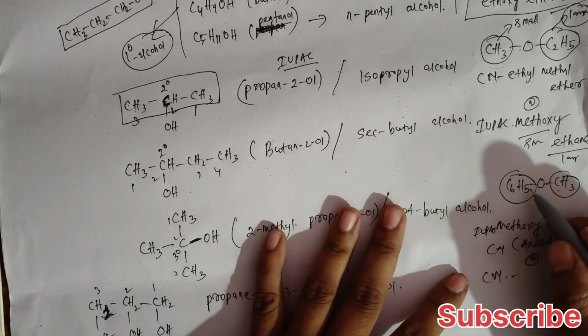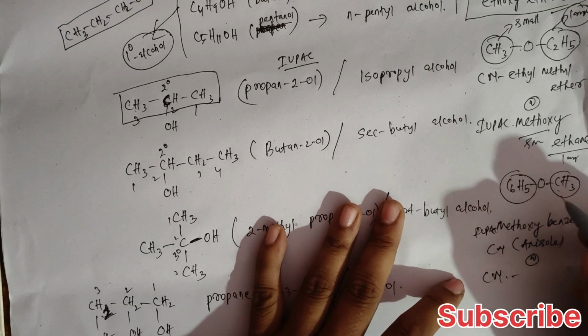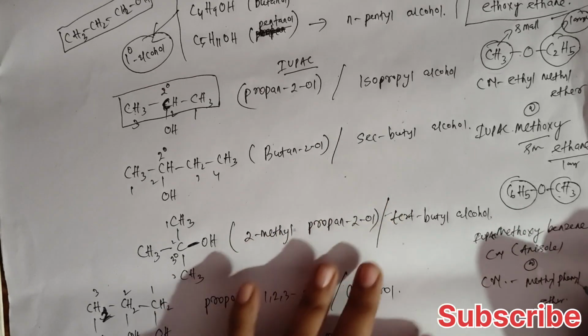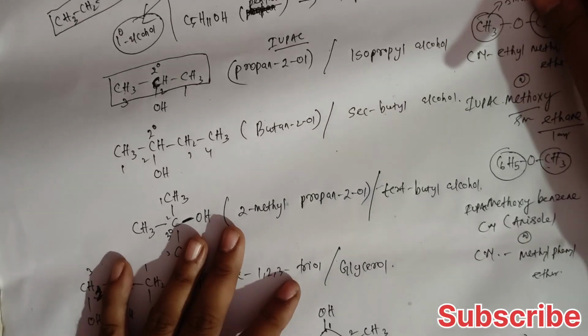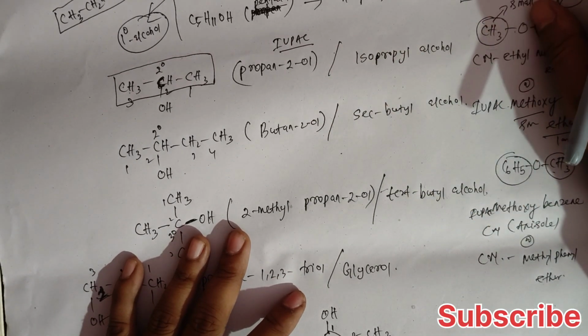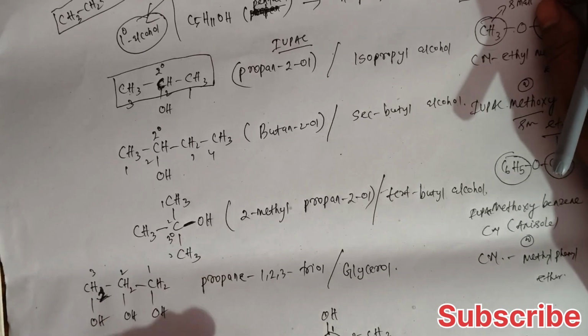Another common name we also use, where this is methyl and this is phenyl. So in alphabetical order, first methyl comes, then phenyl, then ether will be its common name. So I hope it is clear to all of you. We have cleared the nomenclature of the alcohol, phenol and ether class.